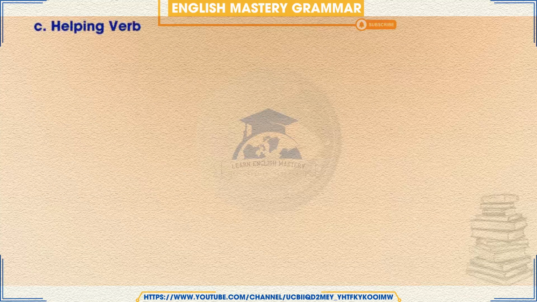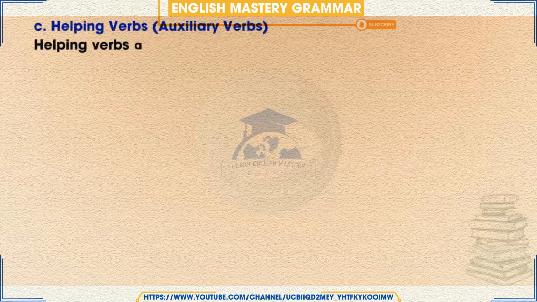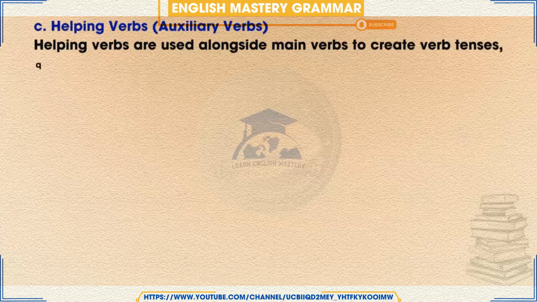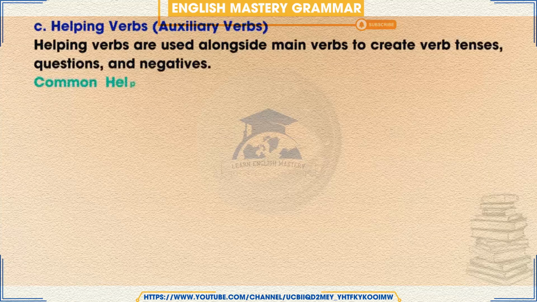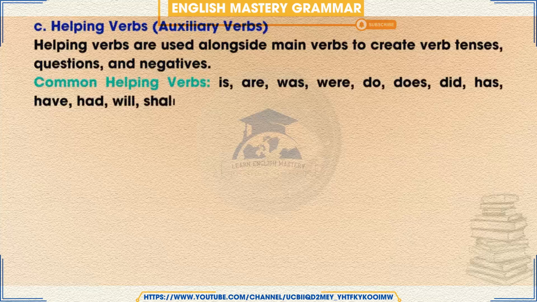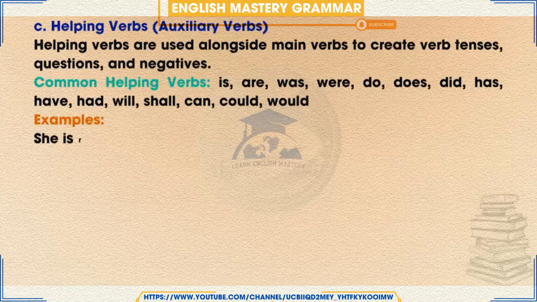C. Helping verbs. Auxiliary verbs. Helping verbs are used alongside main verbs to create verb tenses, questions, and negatives. Common helping verbs: is, are, was, were, do, does, did, has, have, had, will, shall, can, could, would.